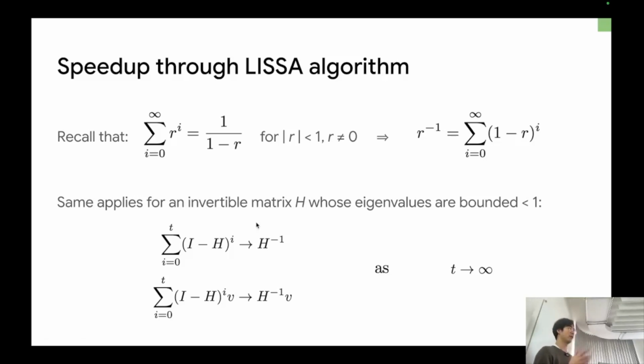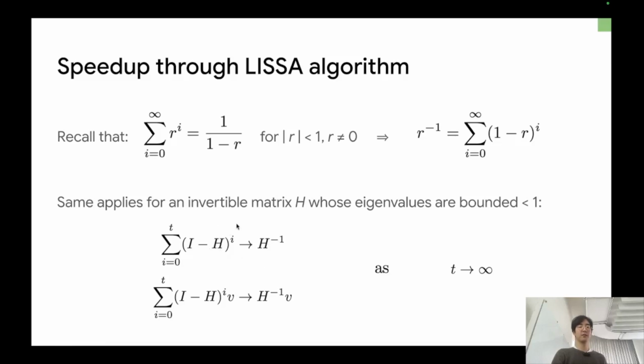The same actually holds for matrices. If you define the sum of the matrix I minus H to the power of i, and take a partial sum up to index t, then this quantity approaches H inverse as t goes to infinity, given that H is invertible, of course, and also given that the spectral norm of H is bounded by 1, meaning that all the eigenvalues are in the disk of the complex plane.